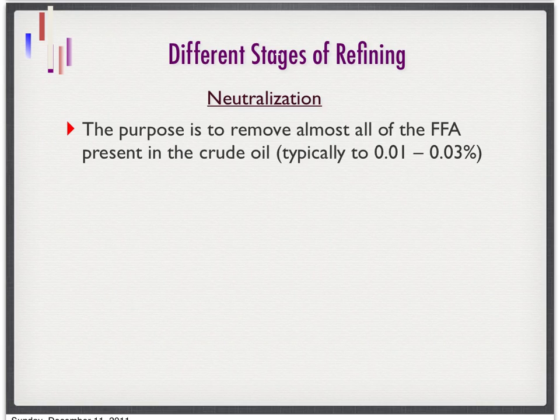If we use chemical refining to refine the crude oil, there's a step called neutralization, where we add the alkali to neutralize the acid or the free fatty acid in the crude oil. So the purpose of this step is basically to remove almost all of the free fatty acid present in the crude oil down to a very low level, typically between 0.01 to 0.03%. Usually in the crude oil, we have between 3 to 5%. So you can see there's a large reduction of free fatty acid during the neutralization step.